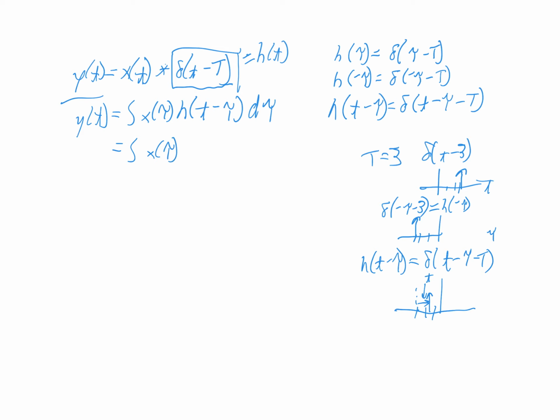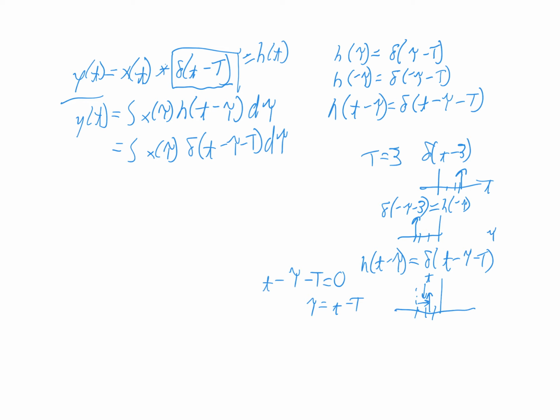So h of small t minus tau, we've just shown that that is delta of small t minus tau minus capital T. And the delta is going to be on at the time when the expression t minus tau minus capital T equals 0. And we want to figure out when that is in terms of tau, because that's the variable we're integrating over. So we solve for tau, and we get small t minus capital T.